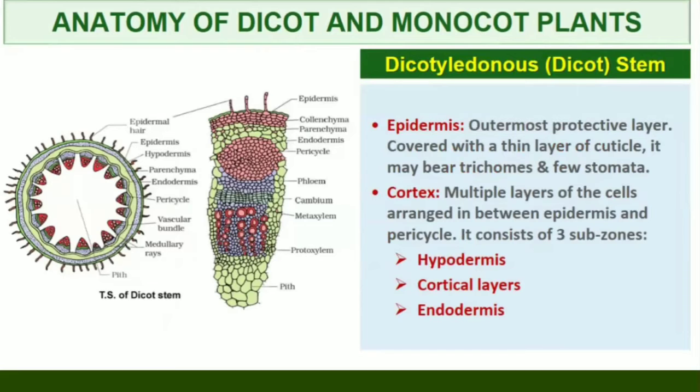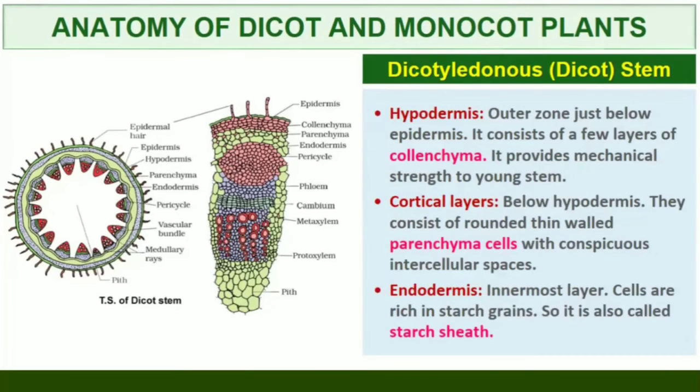The transverse section of a typical young dicotyledonous stem shows that the epidermis is the outermost protective layer of the stem. Covered with a thin layer of cuticle, it may bear trichomes and a few stomata. The cells arranged in multiple layers between epidermis and pericycle constitute the cortex. It consists of 3 subzones.